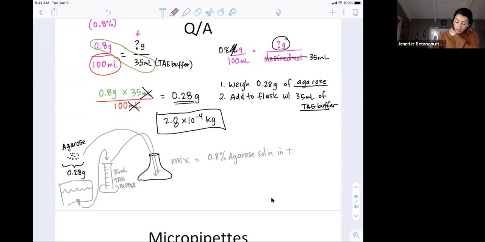in TAE. So it's really important to know not just the correct numbers, but weigh 0.28 grams of what? Add 35 mils of what? When you add those two things together, what does it actually make? Okay. So hopefully that clarifies things for you just a bit. Any questions on this?